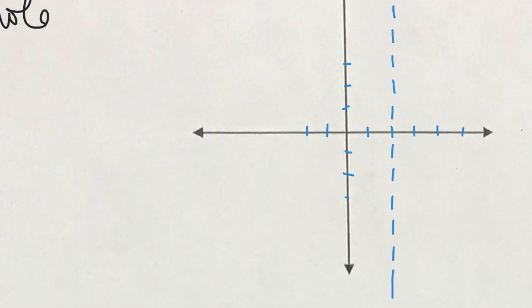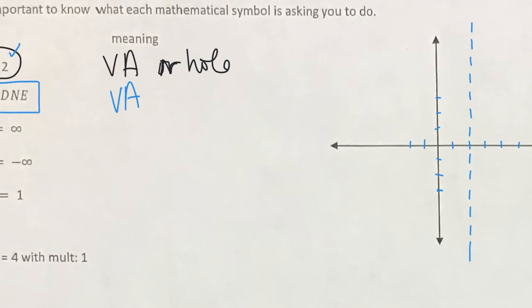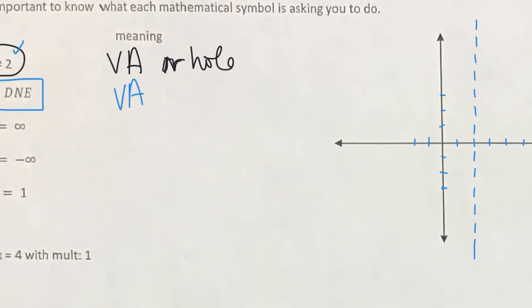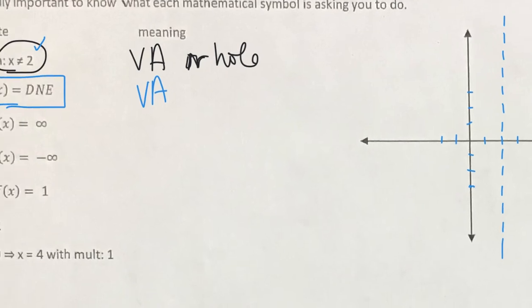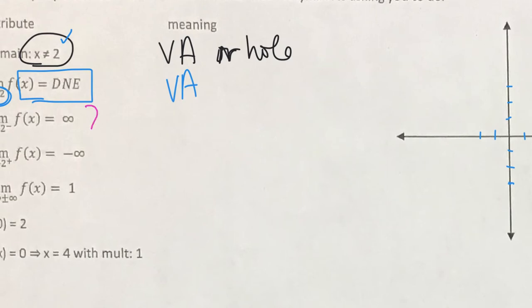So if the limit does not exist at that restriction, that means we have a vertical asymptote at that x value. Now these next two sections are telling us what the profile around our asymptote is. These are your profile questions, looking to the sides of our asymptote.